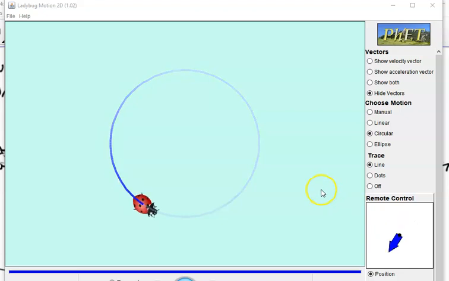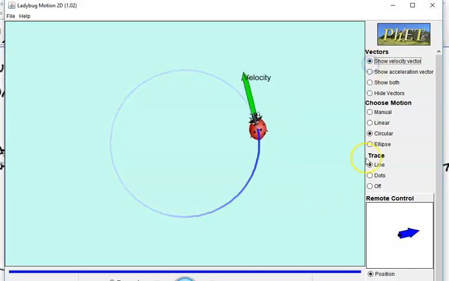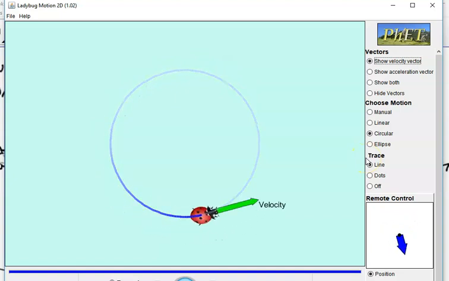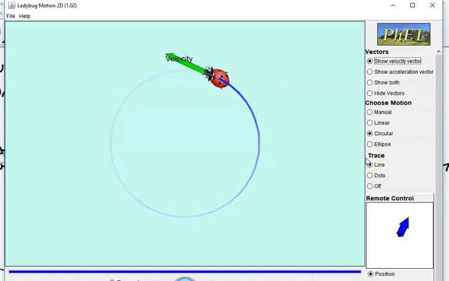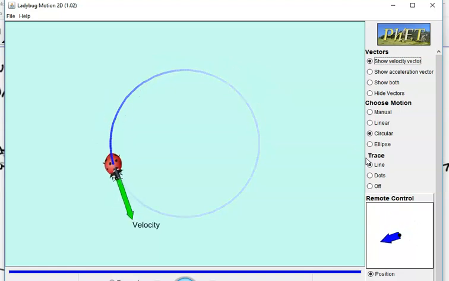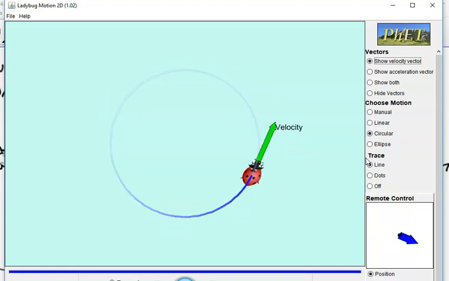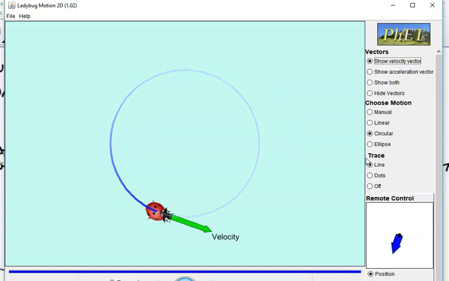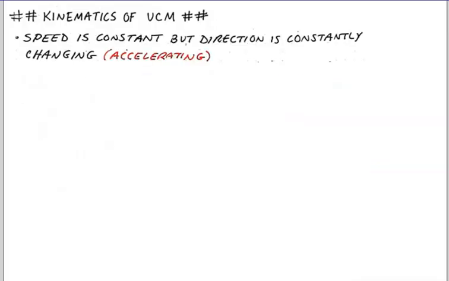Let's look at our ladybug friend again. This green arrow represents her velocity. So while the magnitude of it, the size of it, the speed stays constant, the direction is constantly changing. She's always facing a different direction as she goes around the circle. So because the velocity is changing, she's accelerating. So even though the speed is constant, the direction of the car is changing, so it is accelerating.